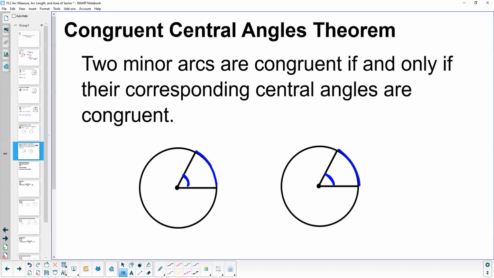So that is a couple of theorems related to arc measures and circles and all those cool things. Please check out the next video in which we discuss how we can calculate arc length, what it is, how it's important, and also check out the one following that where we talk about the area of a sector. If you have any questions, don't hesitate to reach out.